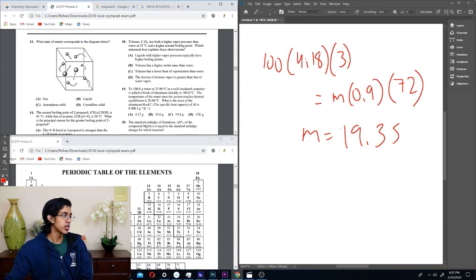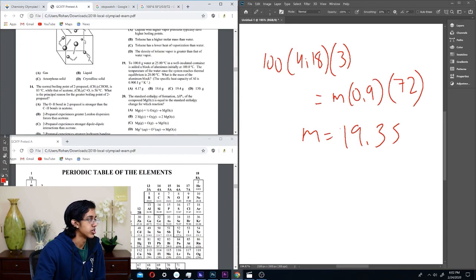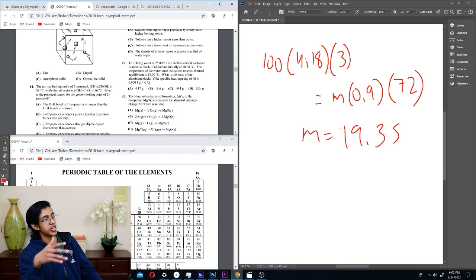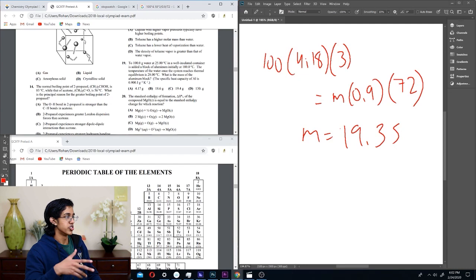Last but not least, 20. Standard enthalpy of formation is per mole of MgO, so on the right side you want to have 1 MgO. You also want everything in its standard form. O2 is standard, but none of the others are, so it's just A.